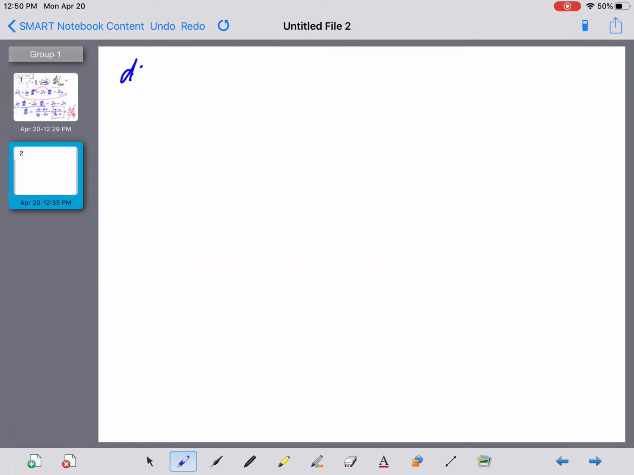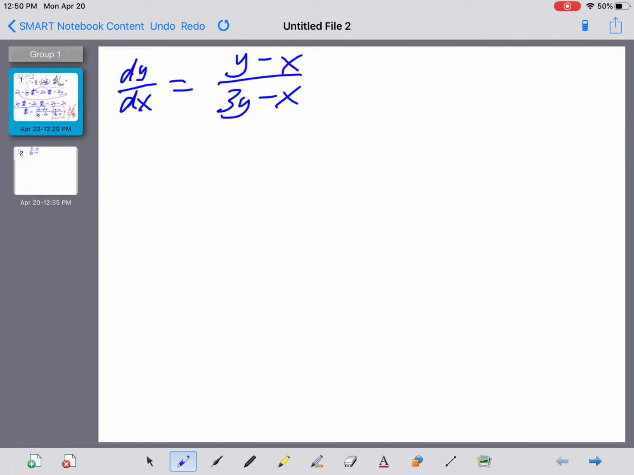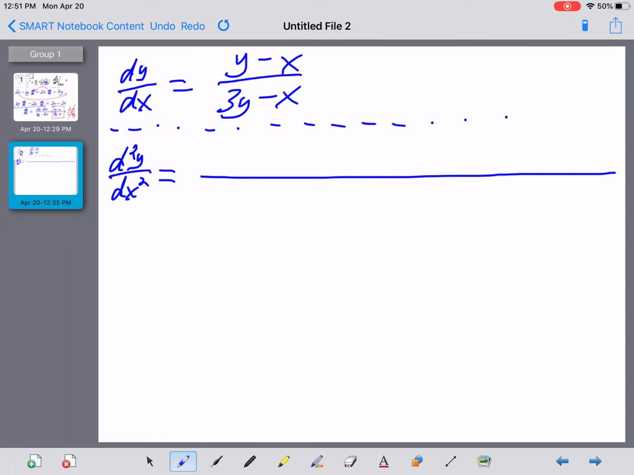So dy/dx, our first derivative, was equal to y minus x all over 3y minus x. Let me make sure I've got that right. Okay, that's it. So there is our first derivative, and now we've got to find the second derivative. So d²y over dx², and if we're going to take the derivative of a quotient with variables on both the top and the bottom, that's going to require the quotient rule.